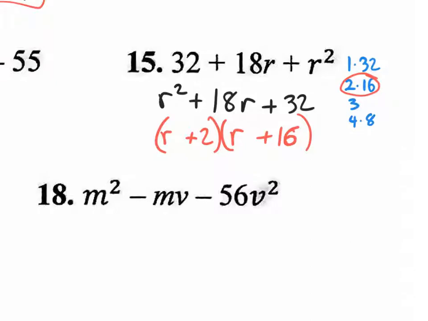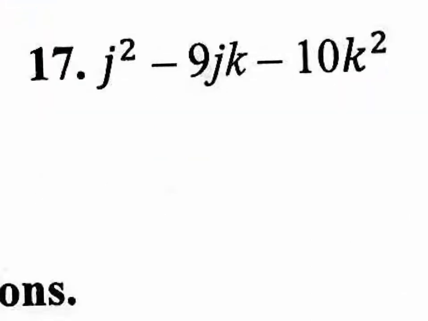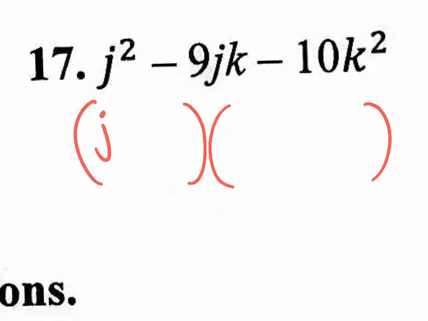Let's jump to 17. 17 is weird. So weird. What we're going to do on 17 is we're just going to go with it. I know that my first term is going to be a j and a j because j times j is j squared. Now, what times what? Let's kind of ignore the k squared value. What times what is -10 that if you combine together gives you -9?